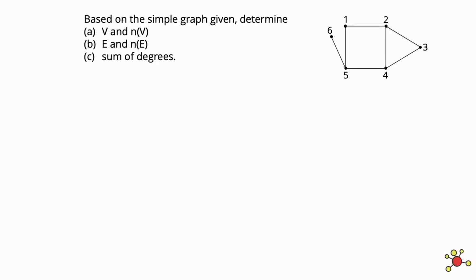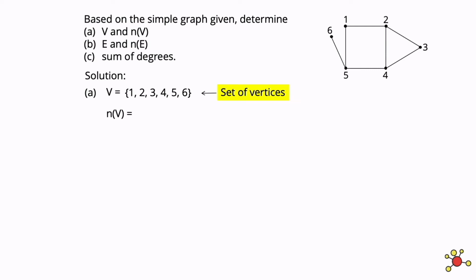Based on the simple graph given, determine V and number of V. V stands for vertices and number of V stands for number of vertices. The vertices for the graph are 1, 2, 3, 4, 5, and 6. This is the set of V. The number of V: there are 6 vertices. Number of vertices is 6.